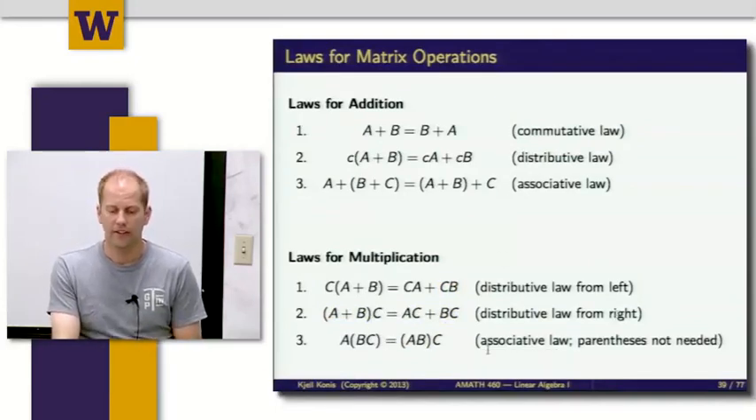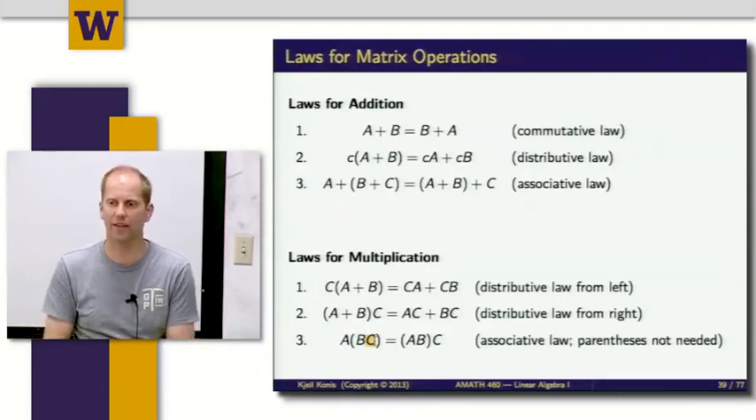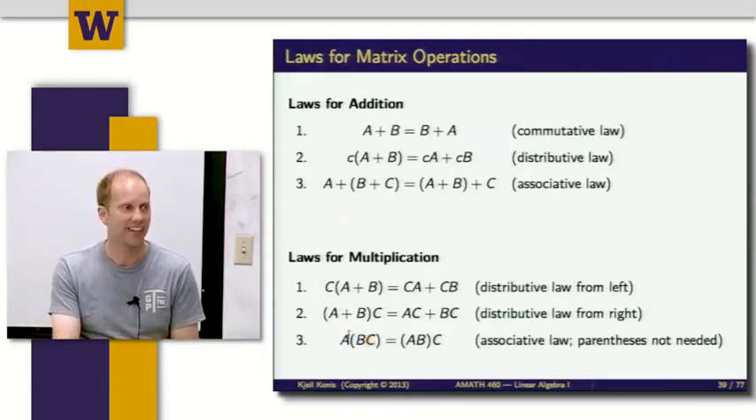And then I also get an associative law. If I want to calculate the product of three matrices, A times B times C, they have to be the right dimensions. So the number of columns of A has to equal the number of rows of B, and the number of columns of B has to equal the number of rows of C. I think I got that right. But if I can do those operations, then it doesn't matter what order I do them in. I can do the product BC first and then multiply that by A, or I can do the product AB first and multiply that by C.